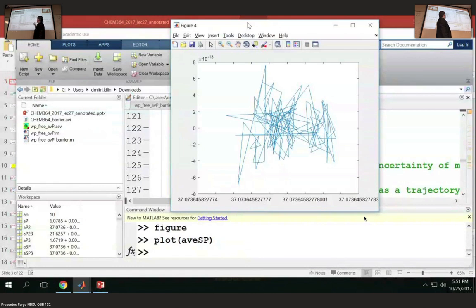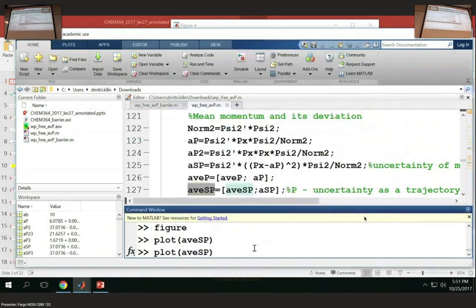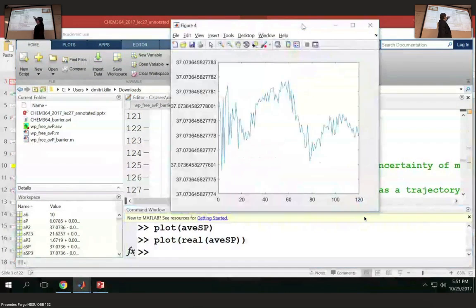And for the real part, you see that the values on the axis are not changing. So the uncertainty of momentum is constant. It doesn't grow, doesn't decrease for the free particle. This is sufficient to prove it. But if you want to provide a more convincing argument to the audience, you can plot only the real part and show that it has some numerical error, but it is substantially less than 1%, right?